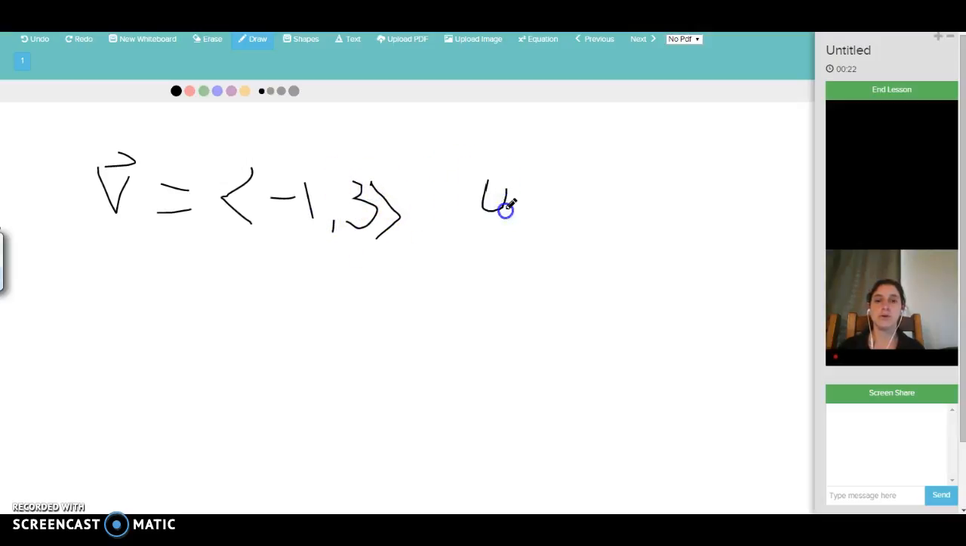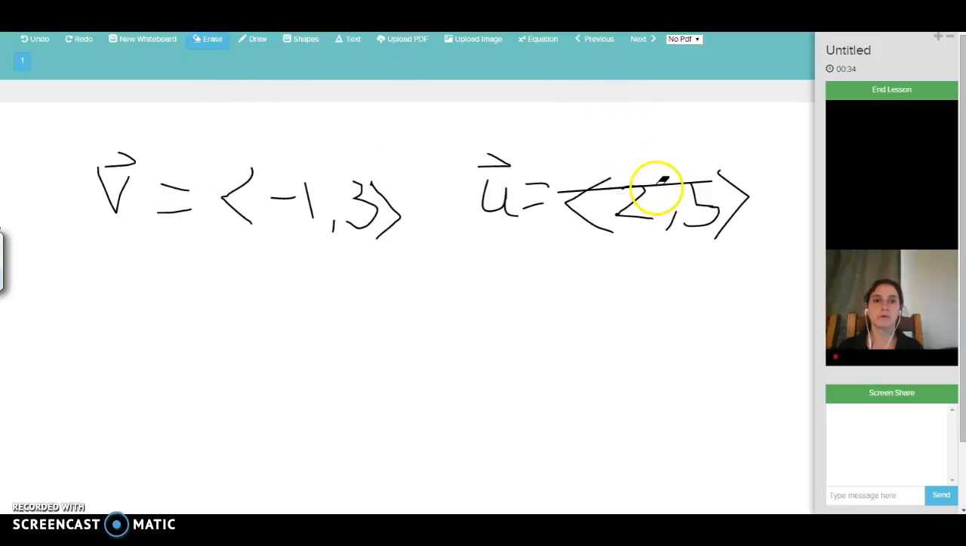And we'll have a vector u. In component form, we'll call it 2, 5. Tidy that up a little bit. Okay, called that -5 before. So now what we're going to do is we're going to write out a little formula.